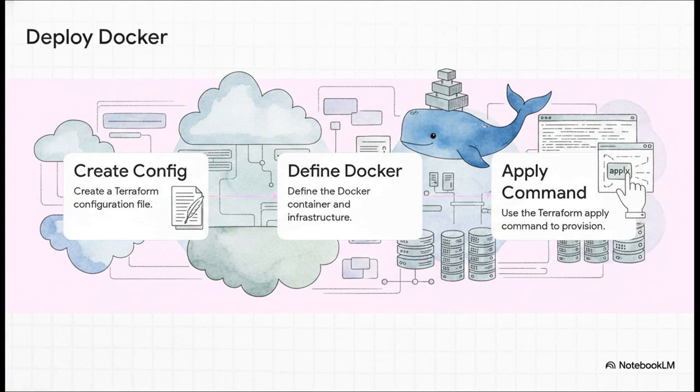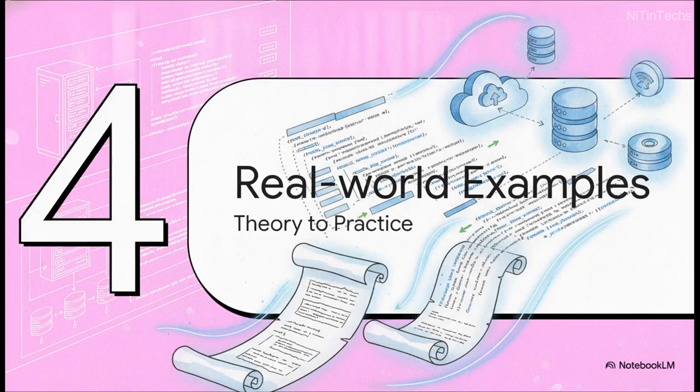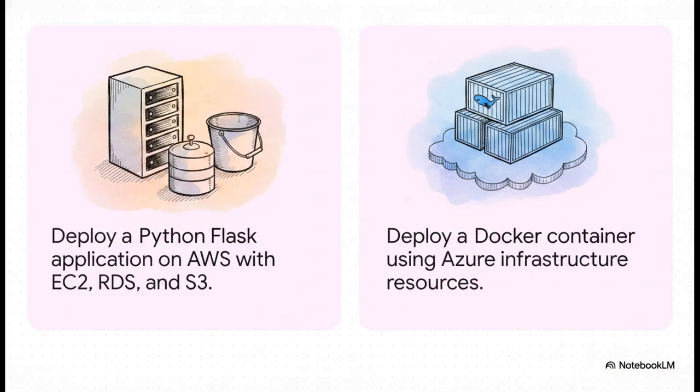Your blueprint just easily adapts to fit the new architecture. All right, let's get into Section 4, Real-World Cloud Deployment, taking this from theory to practice. Things get really interesting when we compare two realistic scenarios side by side. So on one hand, let's say you're deploying a Python Flask app on AWS.